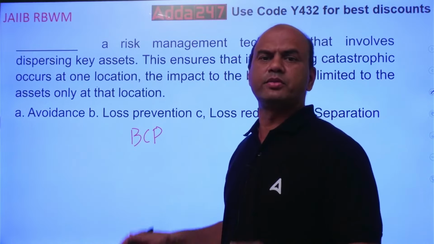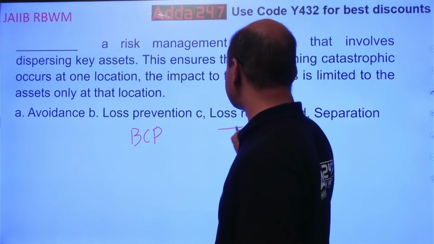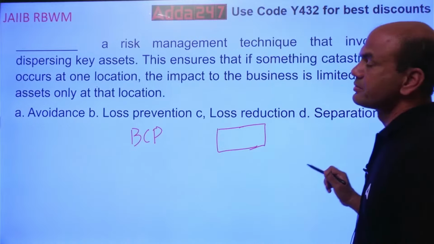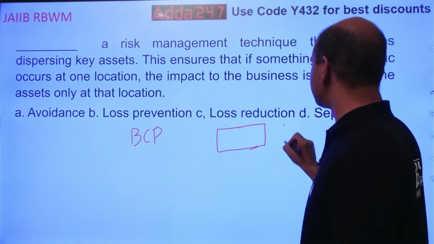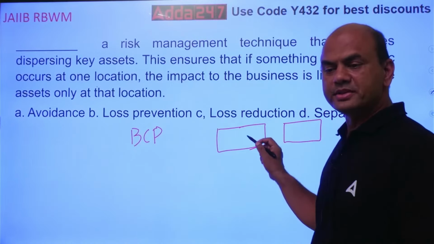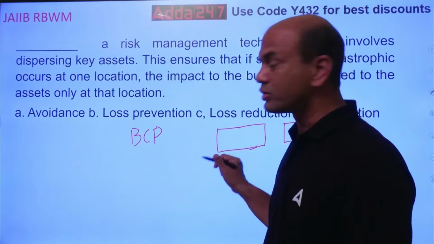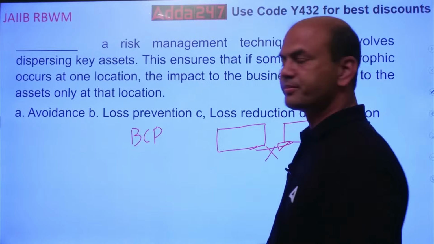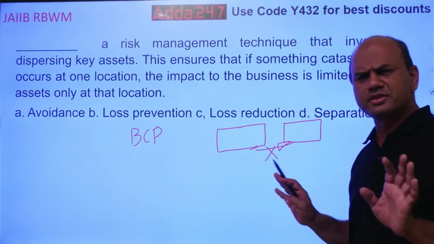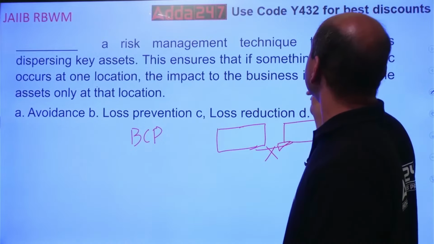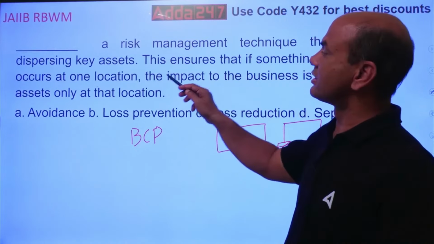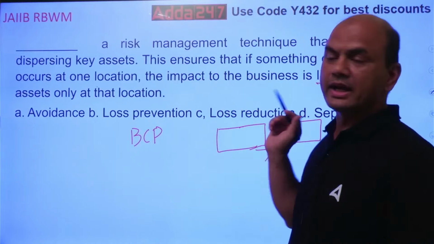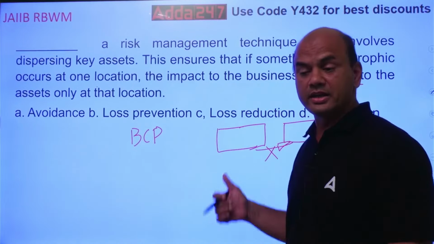What is this BCP activity? It means that suppose if you are in the branch, there is one branch. Okay. There is one branch and there is another branch over here nearby. So if something happens in one branch, immediately it should be affected to that branch only. It should not spread to the other branch. That's what the meaning is. Simple logic. Okay. Here, if something catastrophic occurs at one location, the impact of the business line is limited to that asset location only. And it does not spread to others.